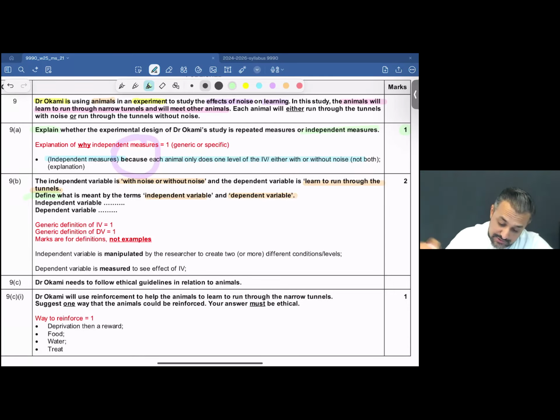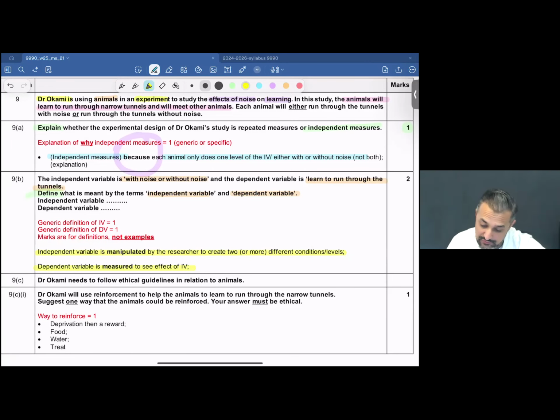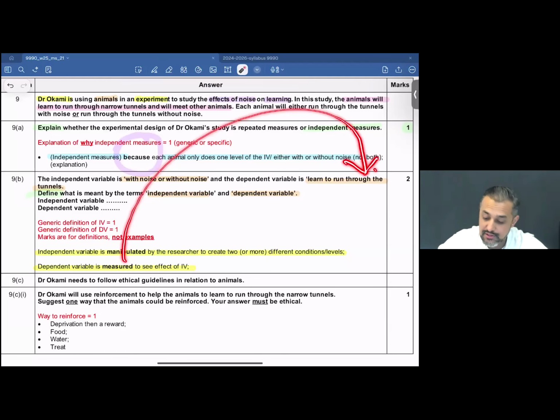In this case, Bismillah ar-Rahman Rahim, an independent variable is manipulated by the researcher to create 2 or more different conditions or levels. And the researcher, that is Dr. Okami, had created 2 different conditions. One, the animals running with noise in the tunnel, and the second one, they're running without noise. The dependent variable is measured to see the effect of the IV, or the dependent variable यहाँ पे आप figure out कर रहे थे यहाँ से, them learning how to run through the tunnel to be able to meet other animals.